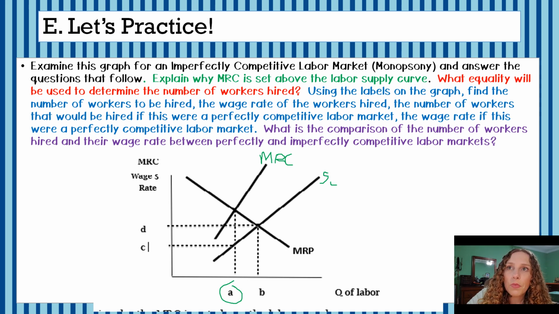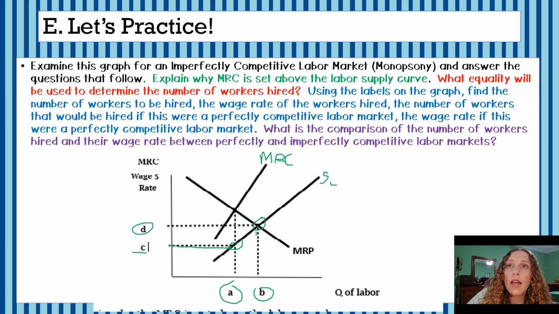Now the wage, they are not going to pay this wage right here. They're going to pay this right here. So the wage rate is going to be that letter C. That's the wage that they're going to pay. If this were perfect competition, then this MRC curve would be the same as this supply curve right here. We just have one. So this would be your equilibrium point if this were a perfectly competitive labor market. All right, that would be right there. So then our quantity hired would be B, and the wage rate would be D.